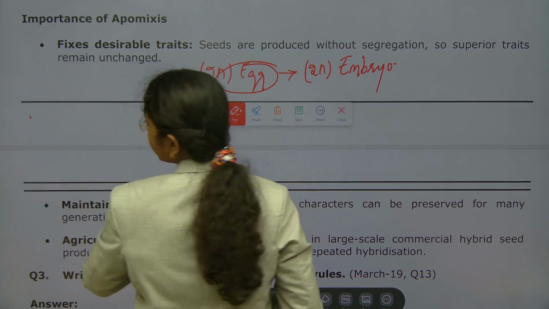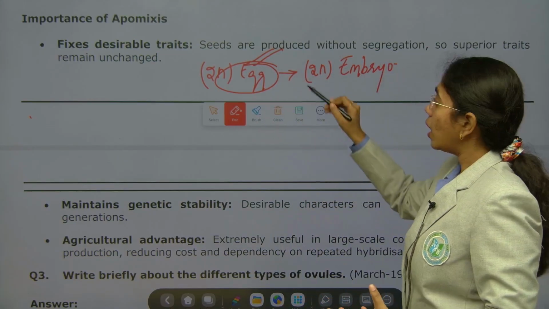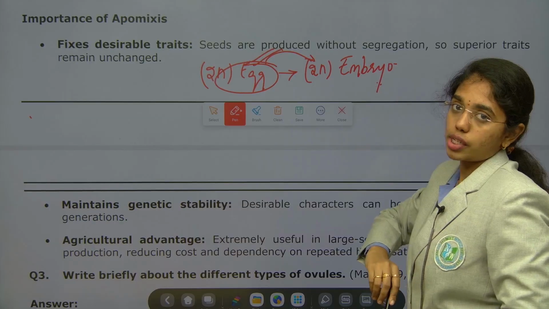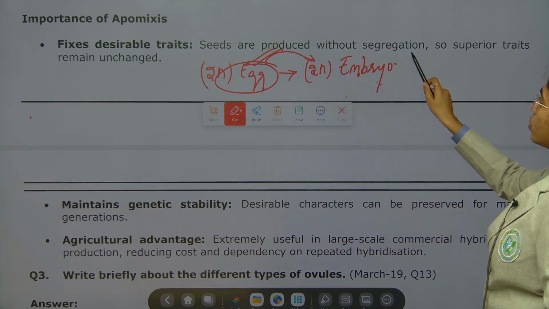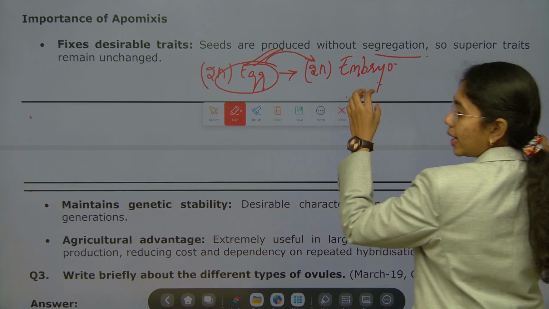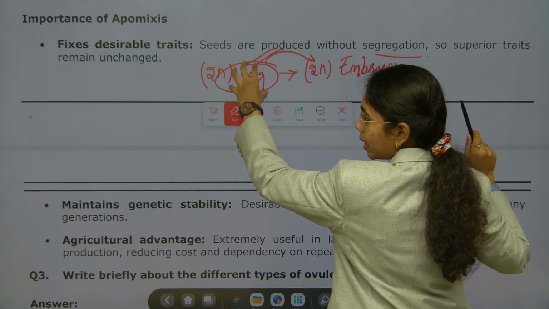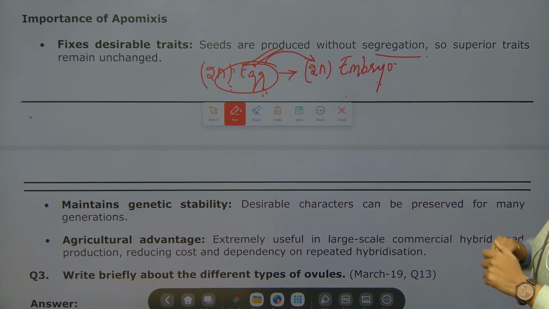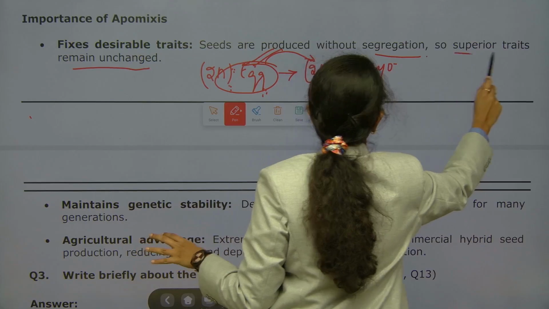If there are any desirable features for this maternal plant, all the desirable features of the parent plant are given to the progeny in this process. So, it fixes desirable traits. Seeds are produced without segregation, so directly whatever is there from the parent, all the desirable characters will be inherited by the offspring. Superior traits will remain unchanged here.